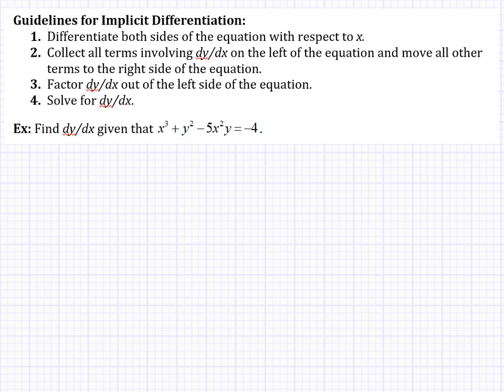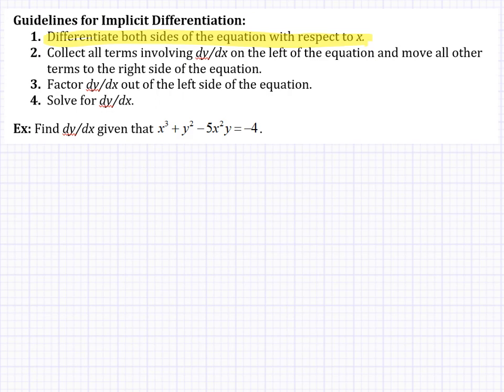First off, if you're doing implicit differentiation, you're going to want to differentiate both sides of the equation with respect to x, which is what we've been doing all along. Again, we've been mainly focusing on the right side of the equation because it was y equals, and the left side would just be y prime. But we were taking the derivative of both sides of the equation ever since we started derivatives.